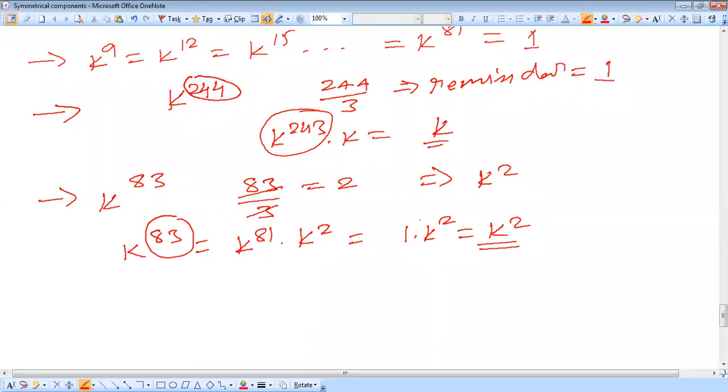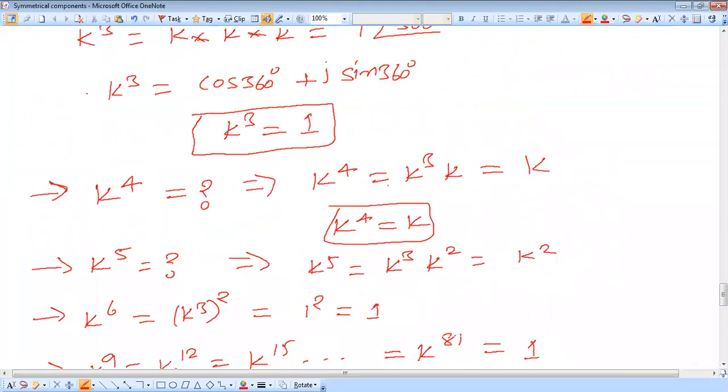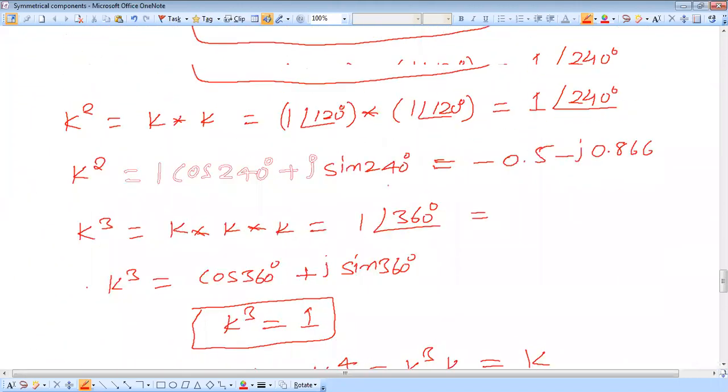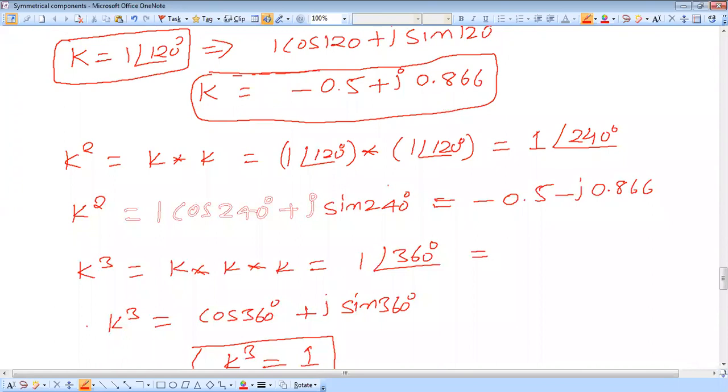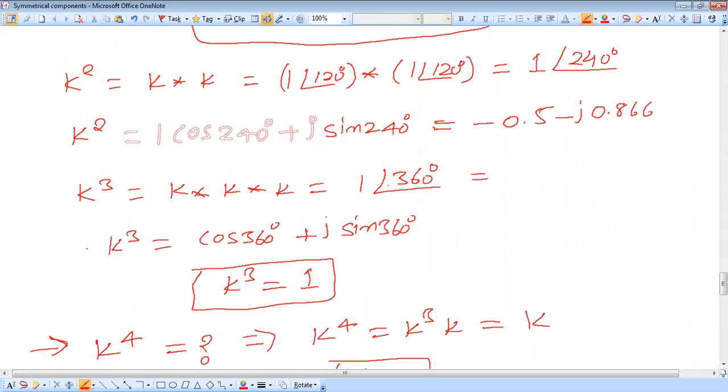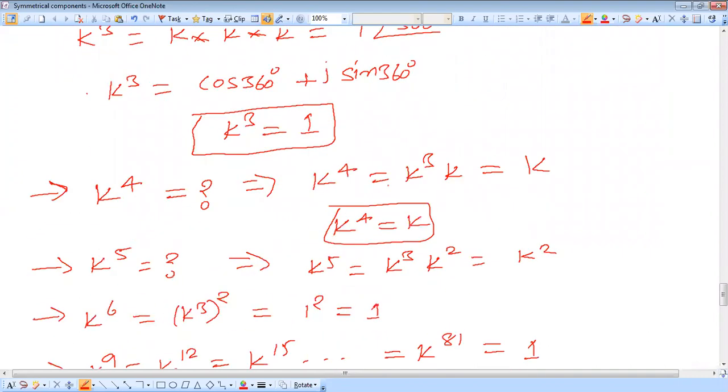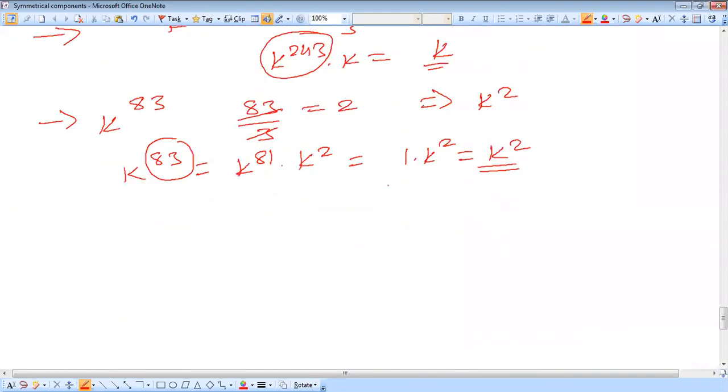Already we know the k value and the k square value: k equals minus 0.5 plus j 0.866, and k square equals minus 0.5 minus j 0.866. What is the k cube value? 1 angle 360 degrees, that equals 1. Now this is about the operator k.